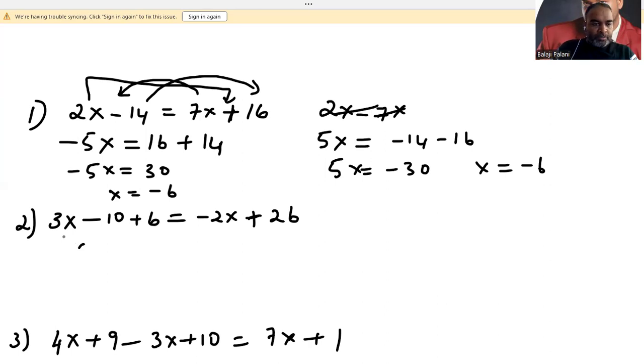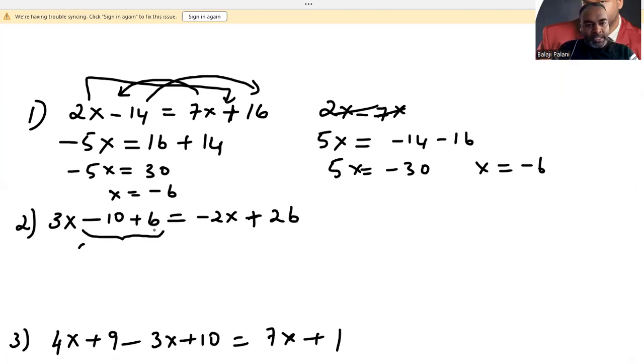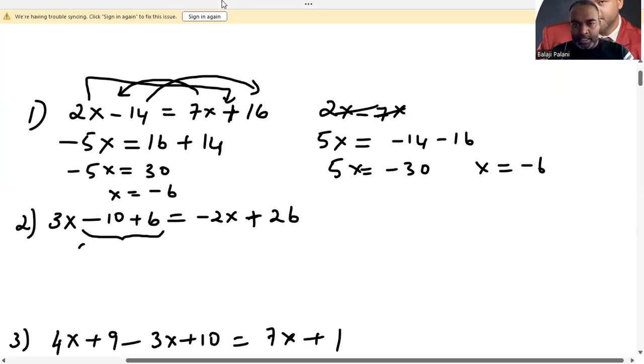Here I have the second question: 3x minus 10 plus 6 is equal to minus 2x plus 26. Okay, and the most common mistake that normally happens here is with minus 10 plus 6. Students consider it as minus 16. There's no bracket here, right? So you have to understand that first. Minus of 10 plus 6 is different from minus 10 plus 6.